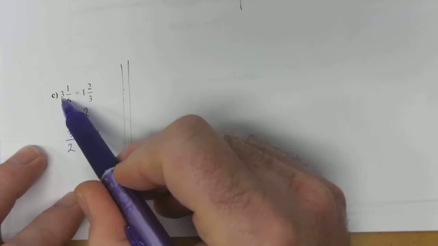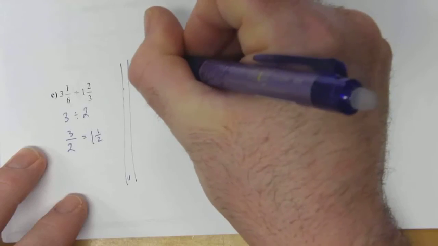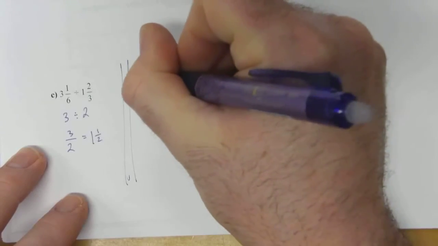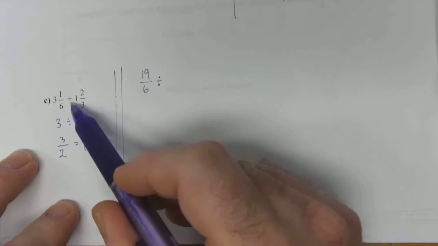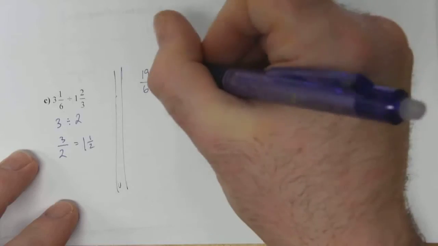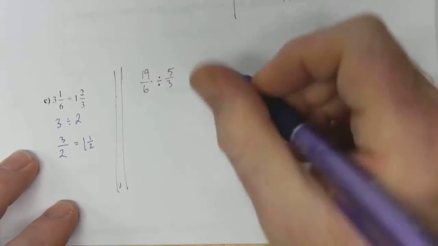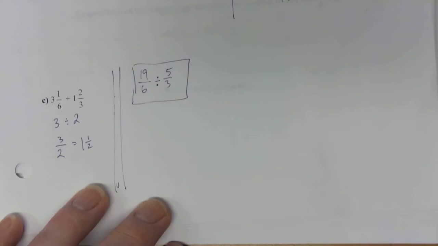So 6 times 3 is 18. 18 plus 1 is 19. So we're looking at 19 over 6. And then our second one, 3 times 1 is 3. 3 plus 2 is 5, so this becomes 5/3. So this becomes our new question that we're going to work with for both methods.